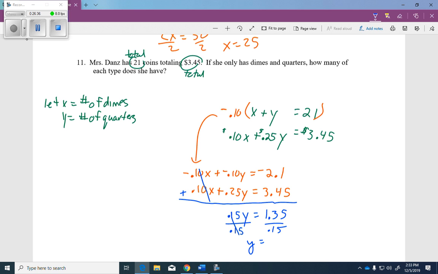So y equals 9. Y is number of quarters, so I can write that there are 9 quarters. I can plug into the top equation. In place of y, I'll put the 9. So there are 12 dimes.